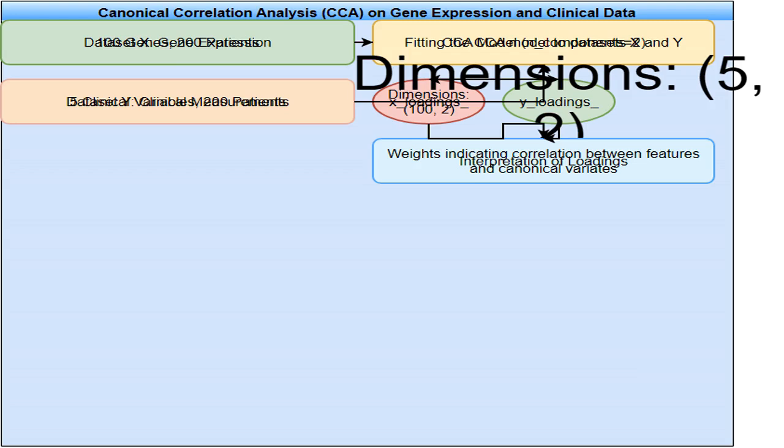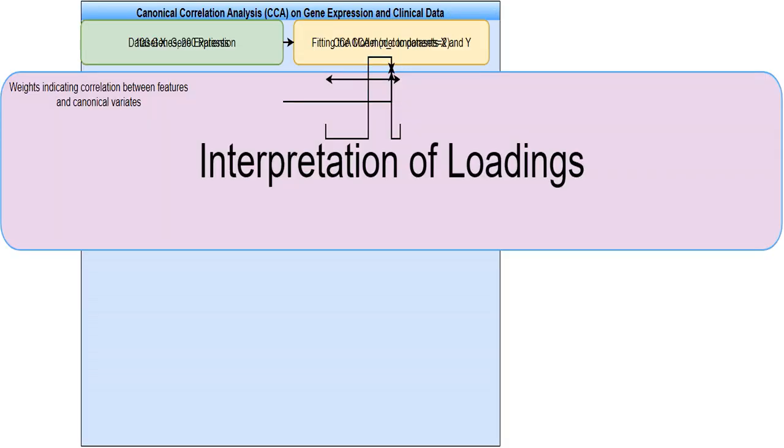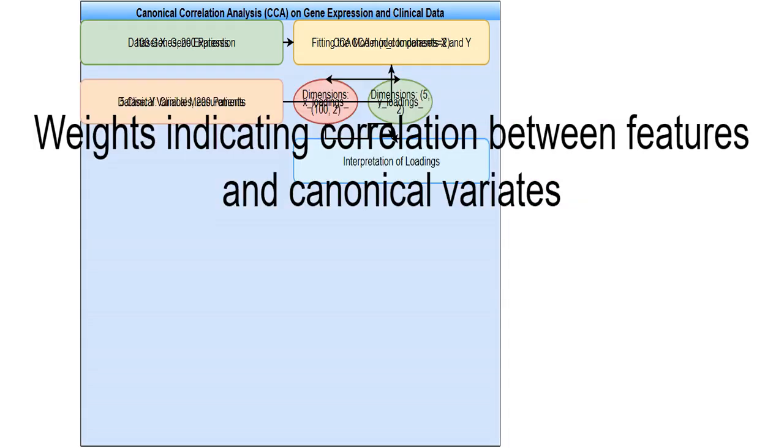y_loadings_ is a 5 by 2 matrix. 5 rows, one for each clinical variable, and 2 columns, one for each relationship identified. This refers to interpreting the numbers in x_loadings_ and y_loadings_. These numbers represent how much each gene or clinical variable contributes to each of the two major relationships. The numbers aren't correlations themselves, but rather weights which indicate the strength of the relationship. A higher absolute weight implies a stronger relationship for a specific gene, clinical measurement, and CCA component.